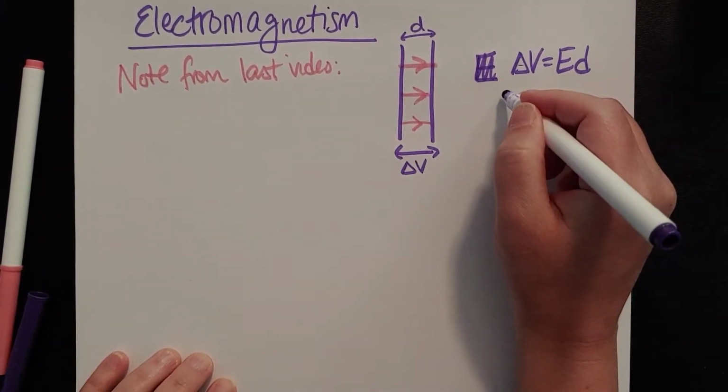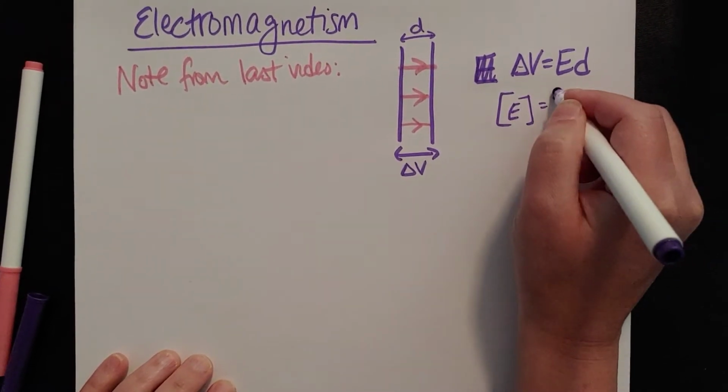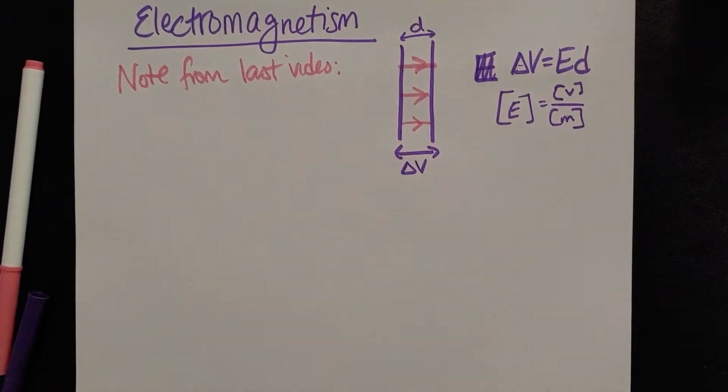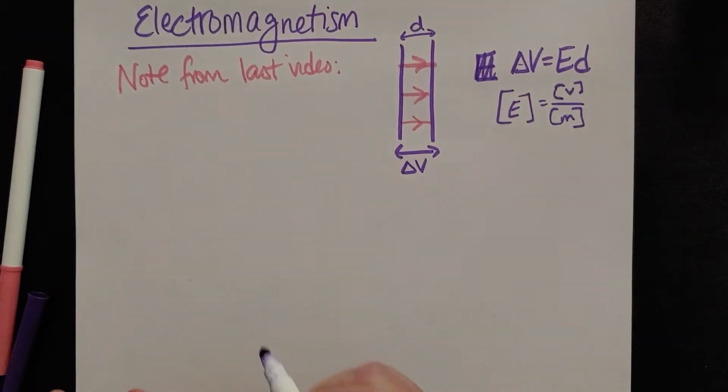And so you can actually see the units. The units for E are volts per meter. So I had mentioned that units for E could be Newton per Coulomb or volts per meter. So you can see that there.